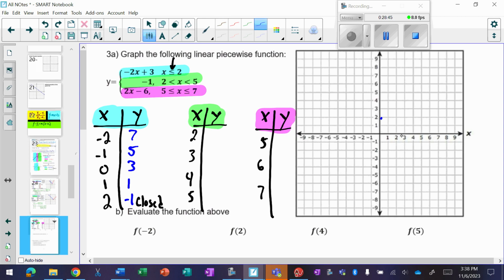So I'm going to go 2, negative 1, 1, 1, 0, 3, negative 1, 5, and negative 2, 7. Now, our graph will be graphed for all x's that are smaller than 2, which means it will go to negative infinity, and I need an arrow there. It stops at positive 2, but heads towards negative infinity.